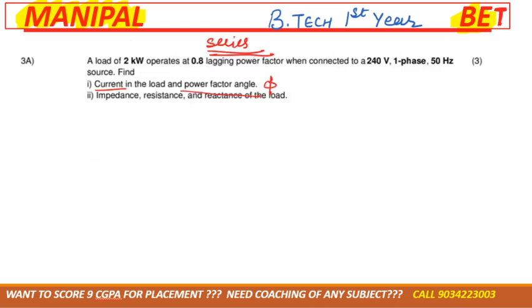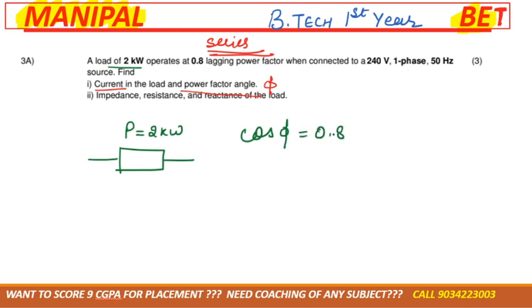Now back to this series RLC circuit. In this they have given a diagram, but they said kilovolt ampere and 0.8 power factor lagging, which means cos phi is 0.8.